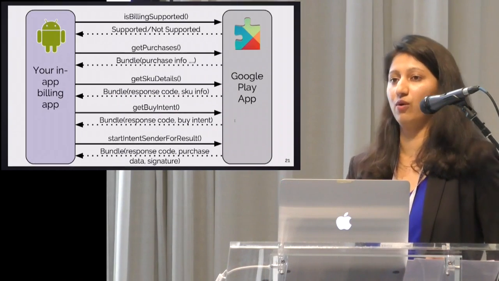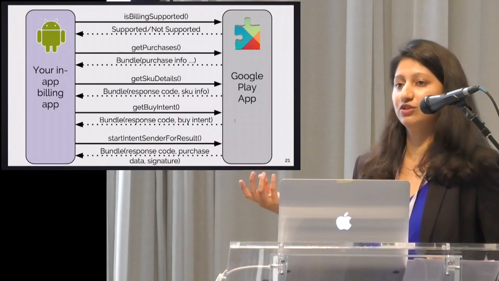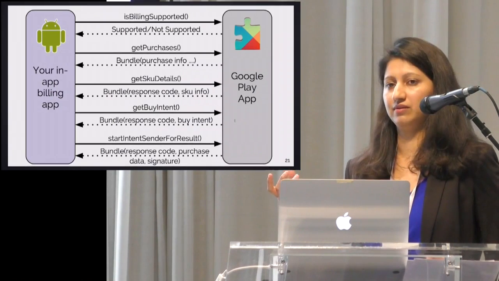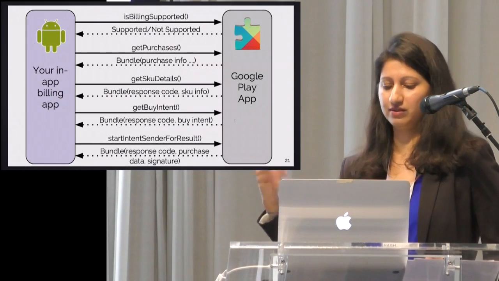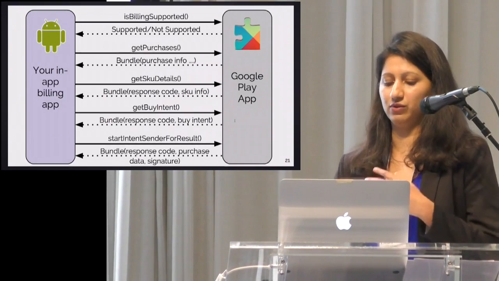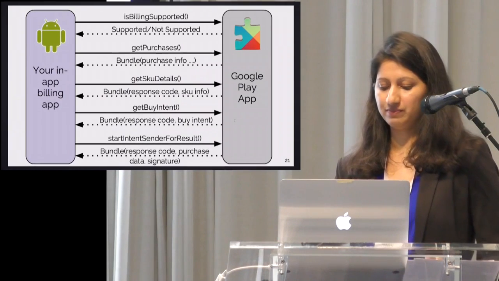Next one is to get a list of all the purchases of that user. And you can also use get SKU details. SKU stands for stock keeping unit, which is a term to uniquely identify a product. So use that and you would get a response of a product ID with a list of its information.